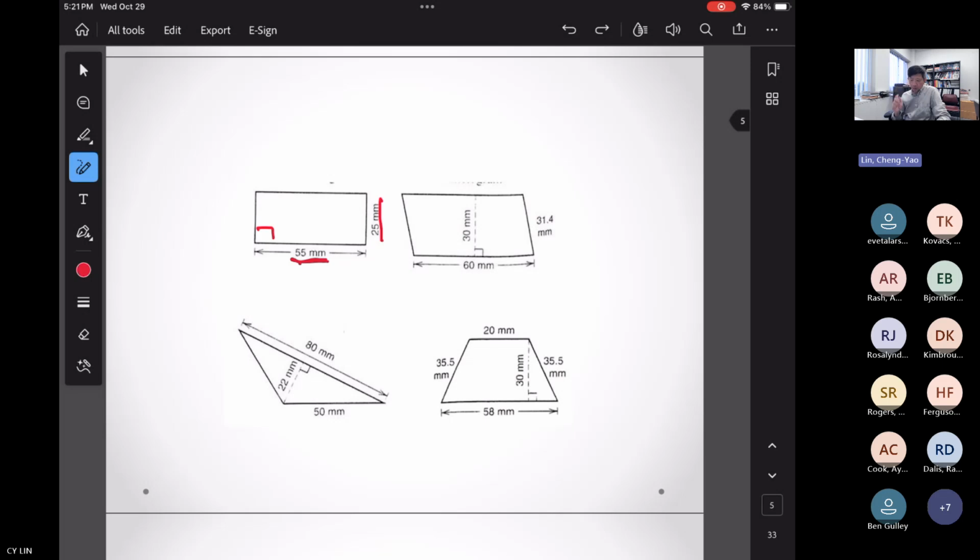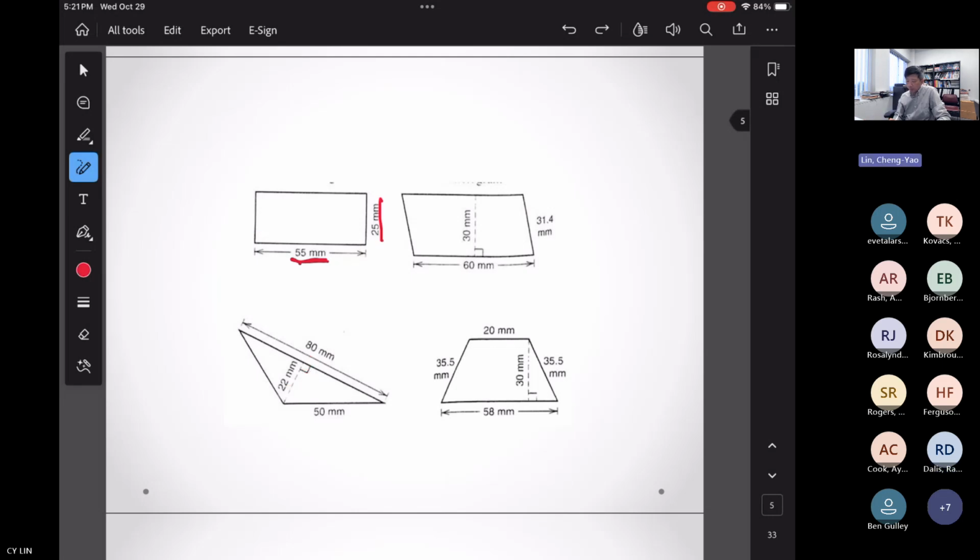Now, next, this triangle, which one is the height? If you choose the base as 80, then the height will be which one? Should be 50 or 22. 22, thank you very much, because this one gives you the hint. Here is the 90 degree, all right? Anything associated with the 90 degree here will be the height. Is that right? Yes.